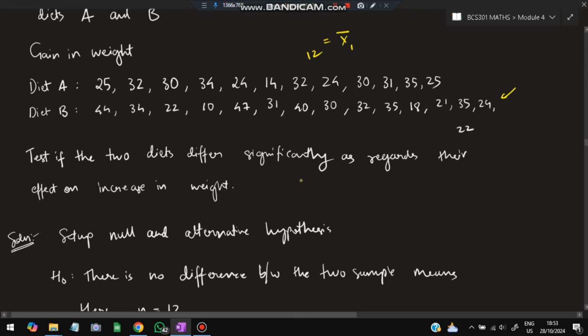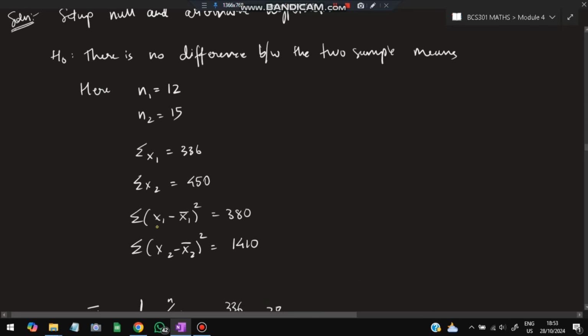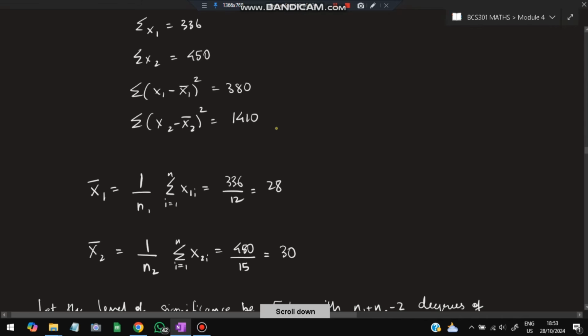After you have calculated x1 bar and x2 bar, then what you have to do is subtract x1 minus x1 bar for all of them. So whatever value you got as the mean value, suppose you got 56. Okay, x1 bar, suppose it is 56. Here it is written 28. X1 bar is 28 and x2 bar is 30.